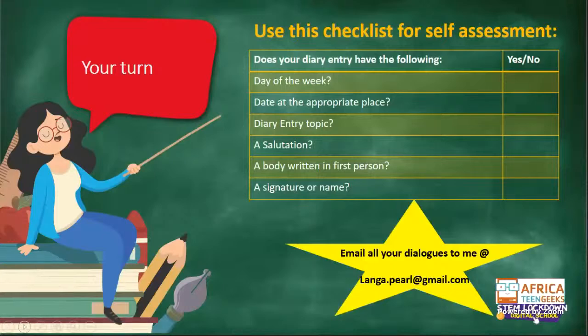Do you have the day of the week? Yes or no? Is the date at the appropriate place? Yes or no? Does the diary entry have a topic? Yes or no? Does it have a salutation? Yes or no? A body written in first person and a signature or name. In order to ensure that your diary entry is seamless, you would want to use this checklist to make sure that all of the components of a diary entry exist in your diary entry.